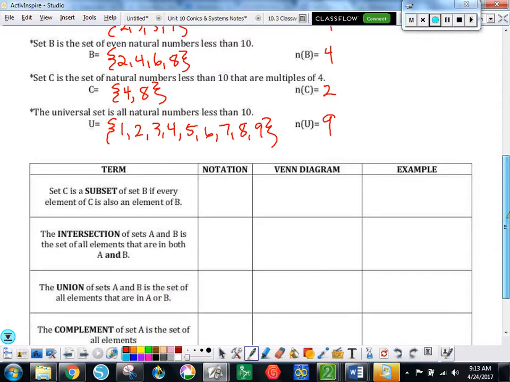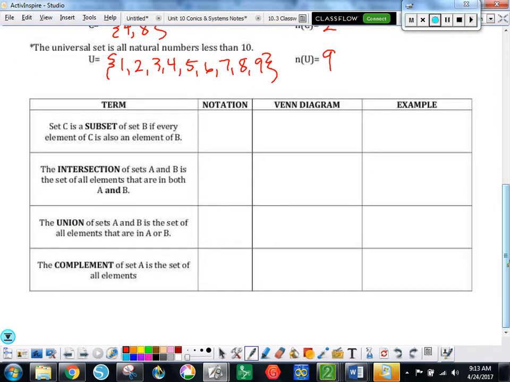Okay, let's give you some notation. Set C is a subset of set B if every element in C is also an element in B. The notation for that is, set C is a subset of set B. Okay, so the notation for that is like a sideways C. So this is the subset notation.